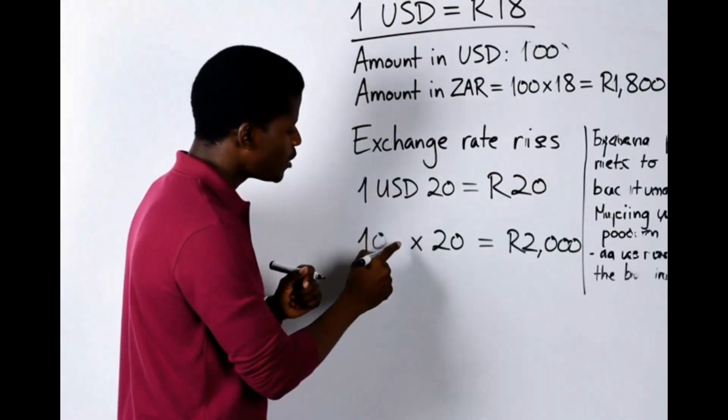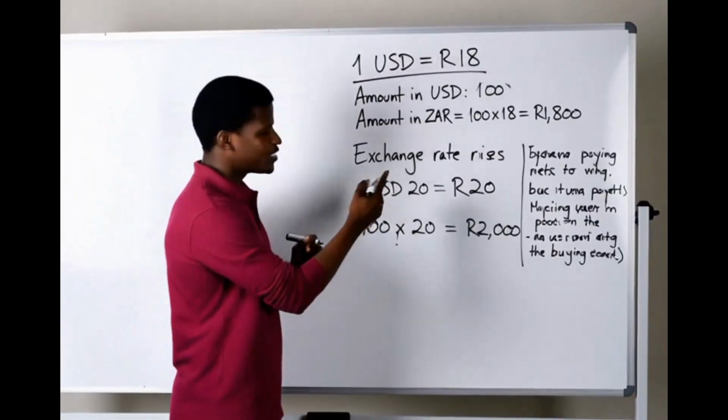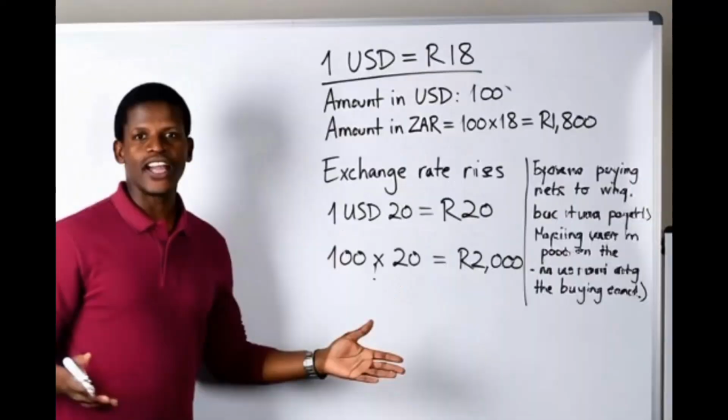For example, $100 at an exchange rate of 18 Rand equals 1,800 Rand. If the rate rises to 20 Rand per dollar, the same dollars now equal 2,000 Rand. Learners compare currencies, calculate conversions, and understand how exchange rate changes affect the cost of goods and services when traveling or importing.